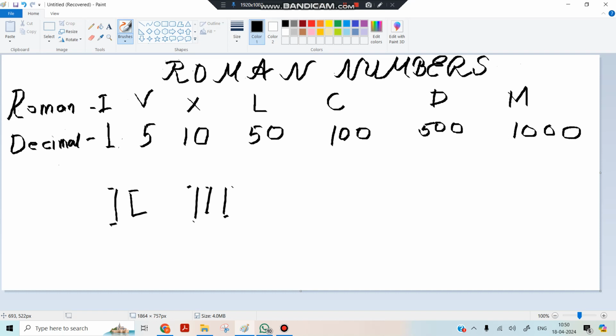But if you have to write 4, you will not write the 1 4 times. No, this is wrong. What shall you do? You shall write V, that is 5, and a minus 1, because 5 minus 1 is 4. To represent minus or 1 less than, we write it to the left. So this is your 4.